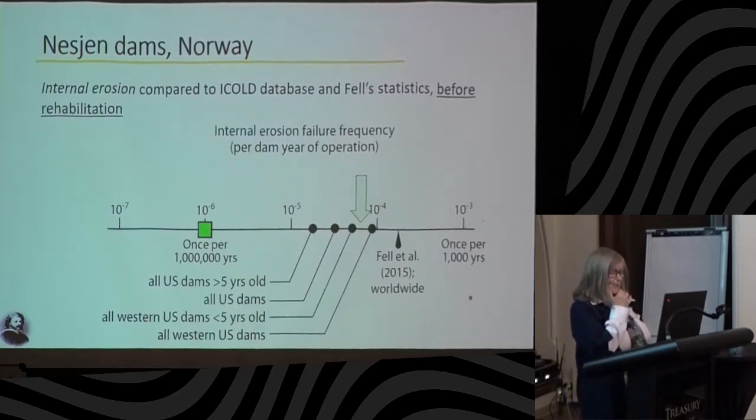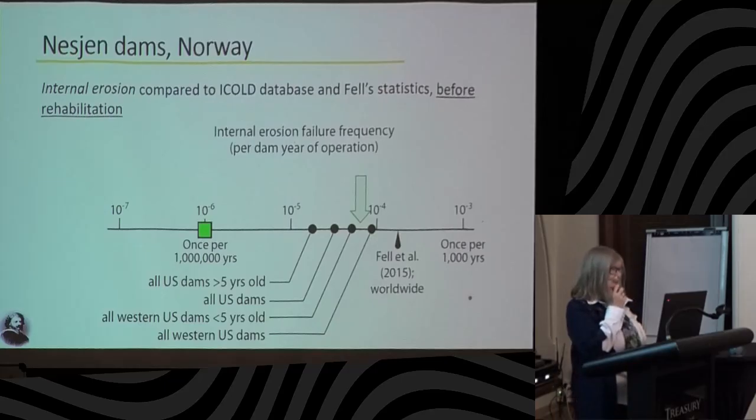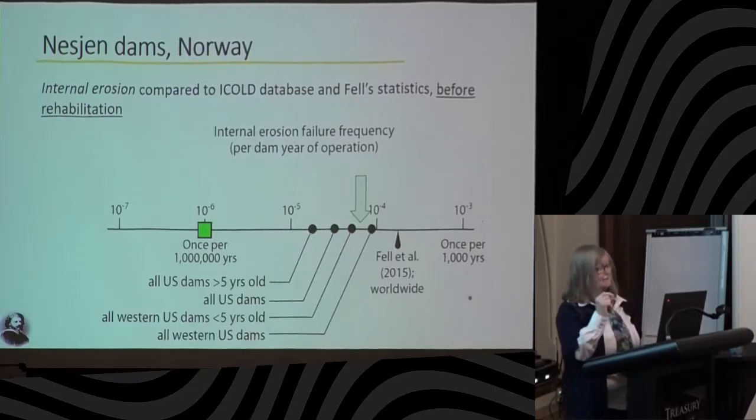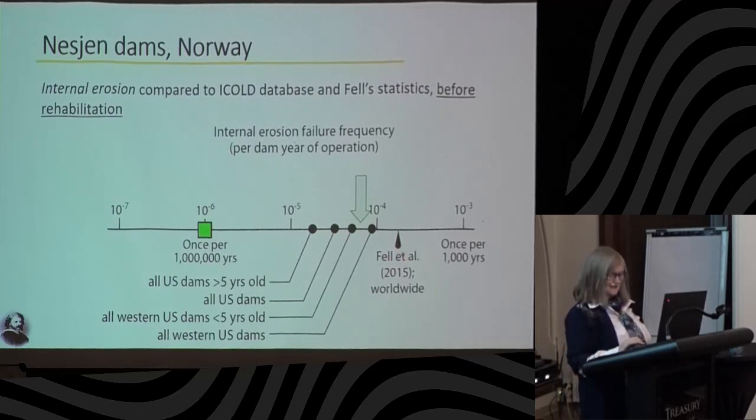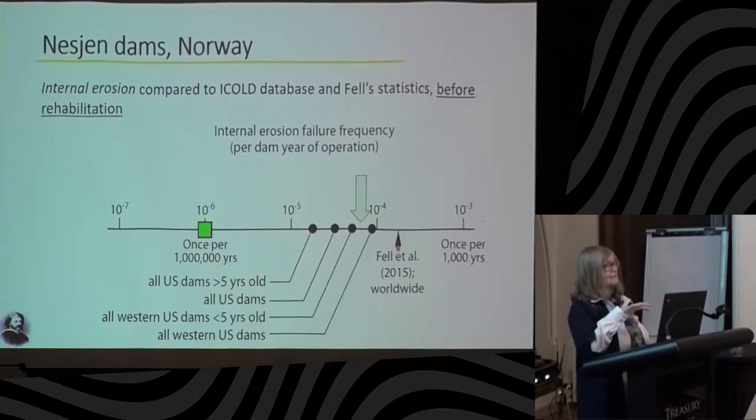But just to compare what was the danger of having a failure due to internal erosion, and this is compared to the entire database of ICOLD, and then we added the FEL when he came out with this book in 2015. He has some great data in there. And before rehabilitation, we calculated 10 to the minus 4, and lo and behold, it's what has been observed in the United States for a number of different dams. It's a bit lower than what FEL has compiled, many more cases than the ICOLD data here.